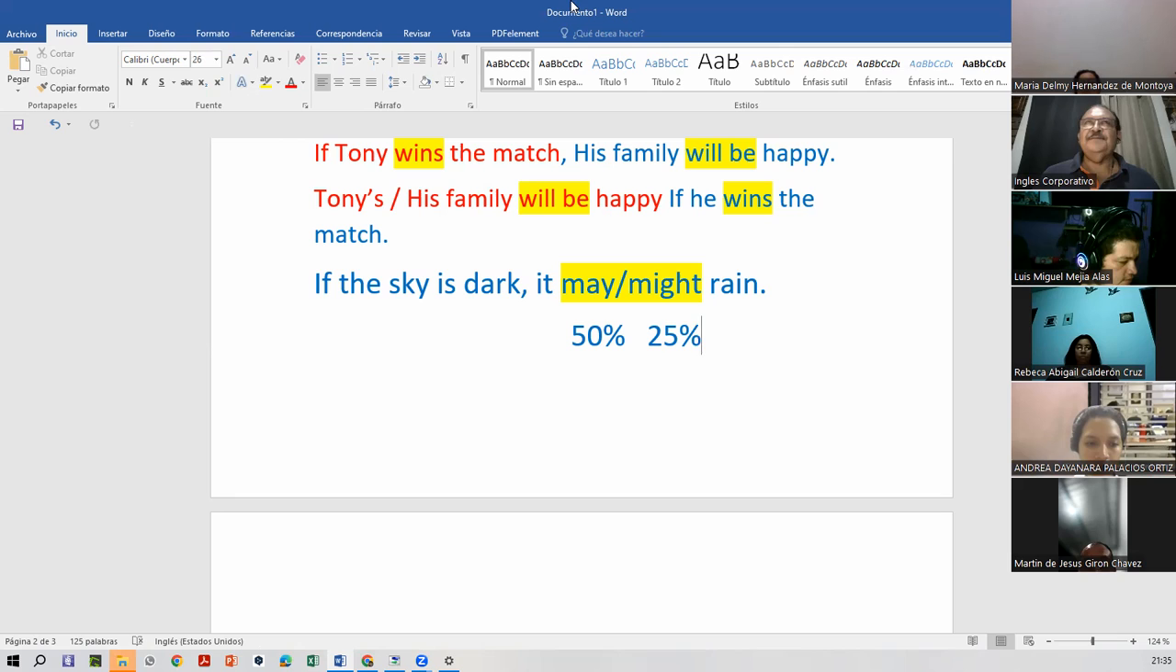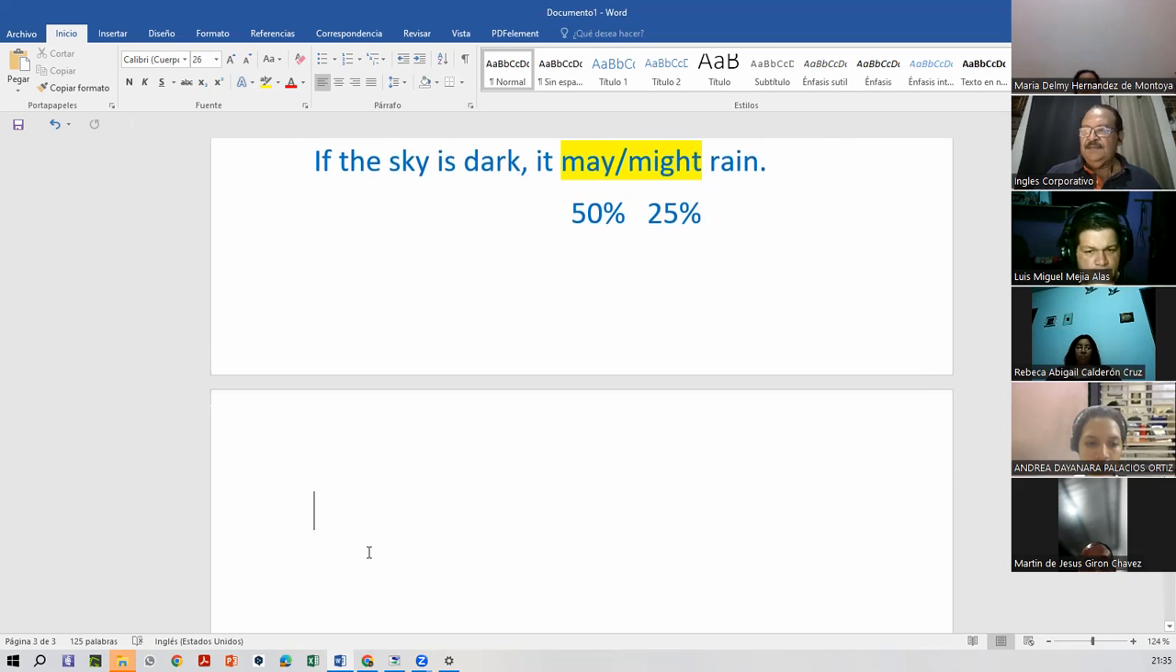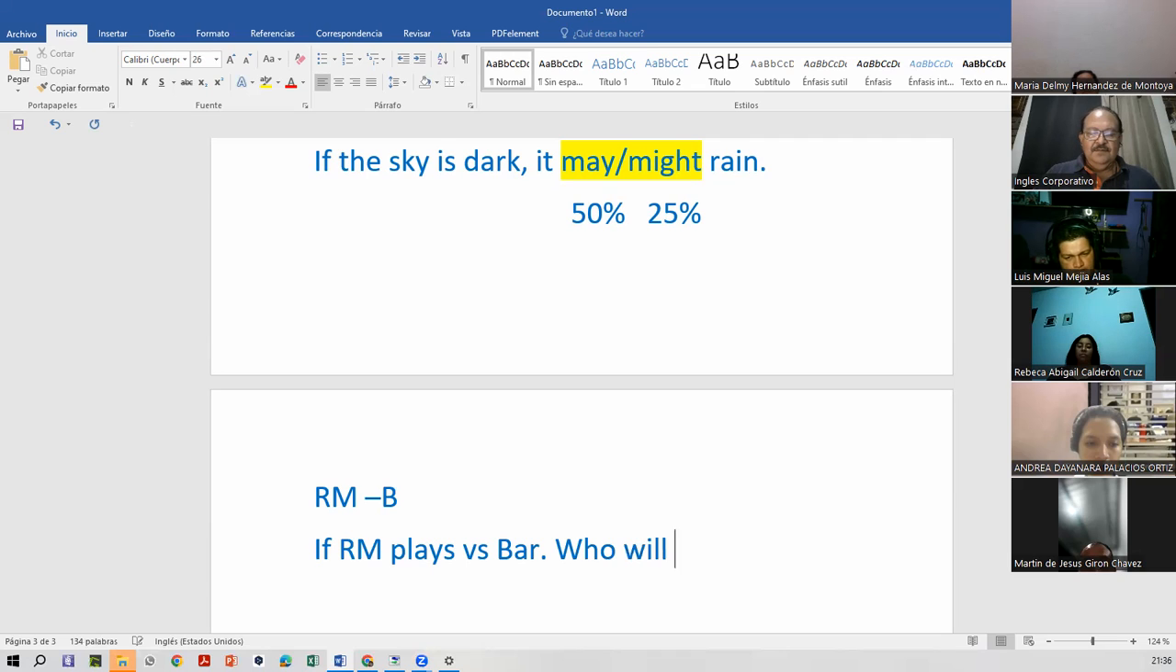Okay, I don't know if you like football, but suppose in this moment, I'm going to use the most common, because if I use teams from El Salvador, probably you don't like them. But we have Real Madrid, and then we have Barcelona, right? Like they say, solo para conocedores, right? So we have, in this moment, if Real Madrid plays versus Barcelona, the question: who will win?